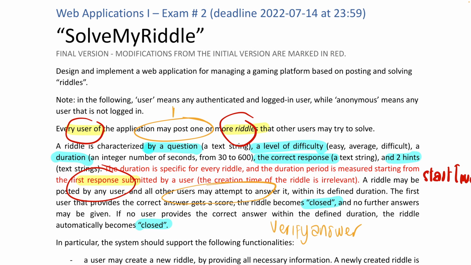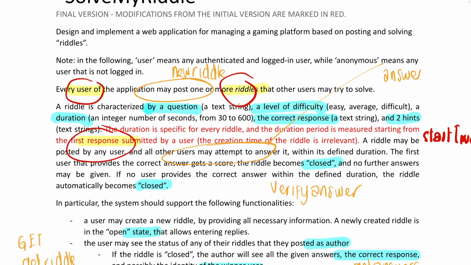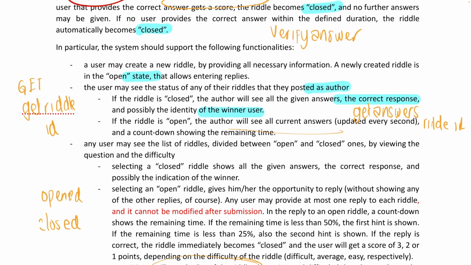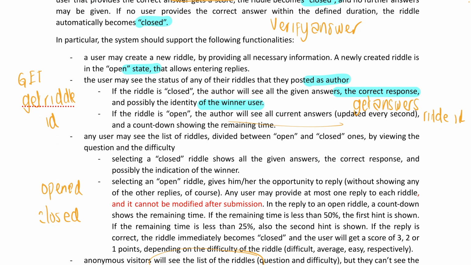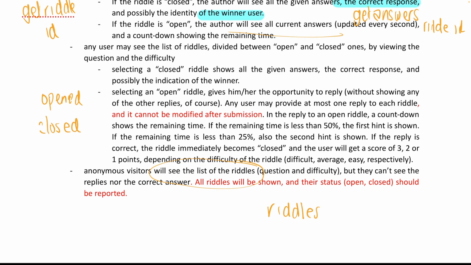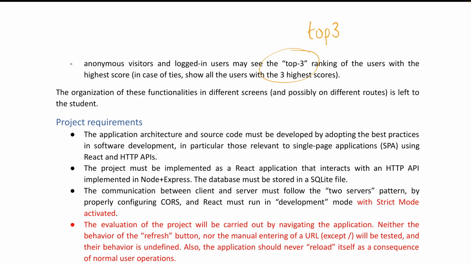So this one is a new riddle. This one is answer the riddle. This one is verify answer. This one is to get a single one. This one is to get the answers based on the riddle ID. This one is to get the opened riddles and the closed ones. Okay, this one is to get all the riddles in the platform. And the last one is to get the top 3.